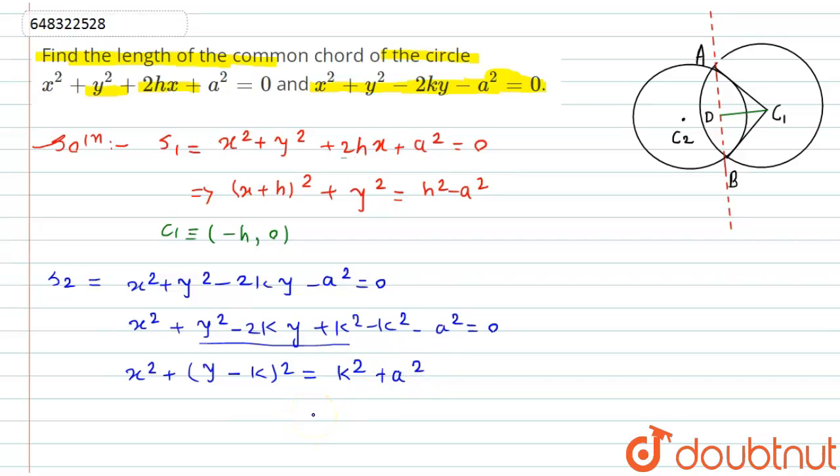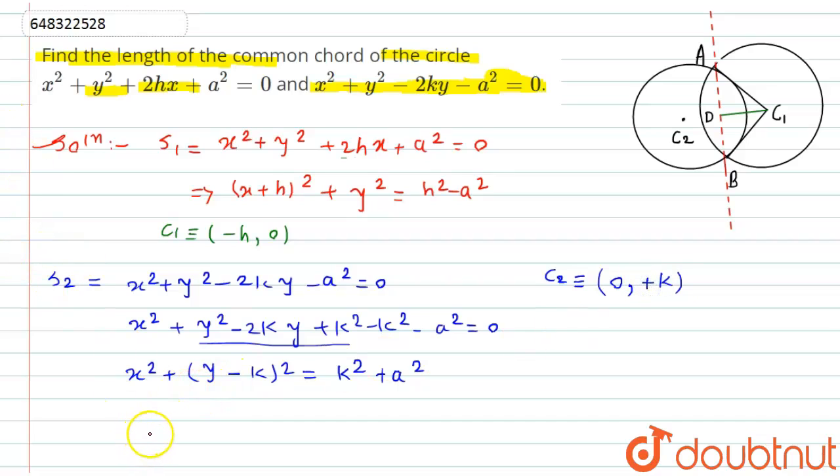Okay, so from here we can write the center of the second circle, let's say C2, is equal to, now if you see here, the x term is missing, while we have only the y term, that's why the x coordinate will be 0, and the y coordinate will be what? Actually, sorry, not minus k, it will be plus k.